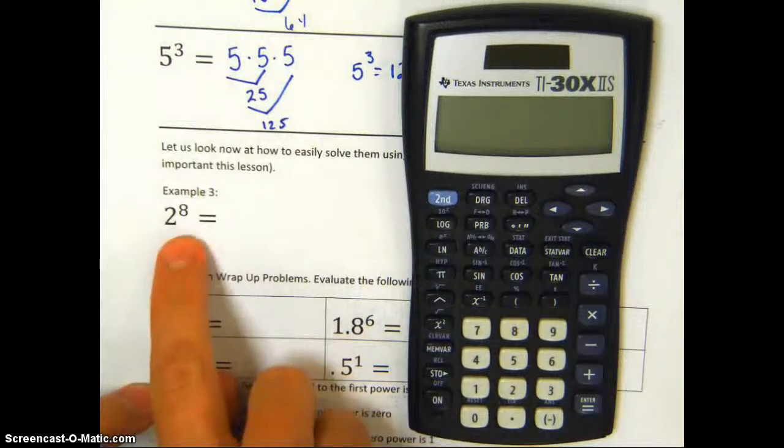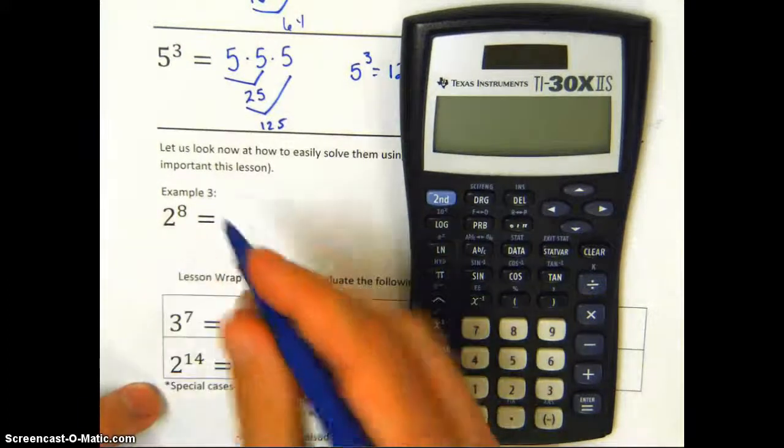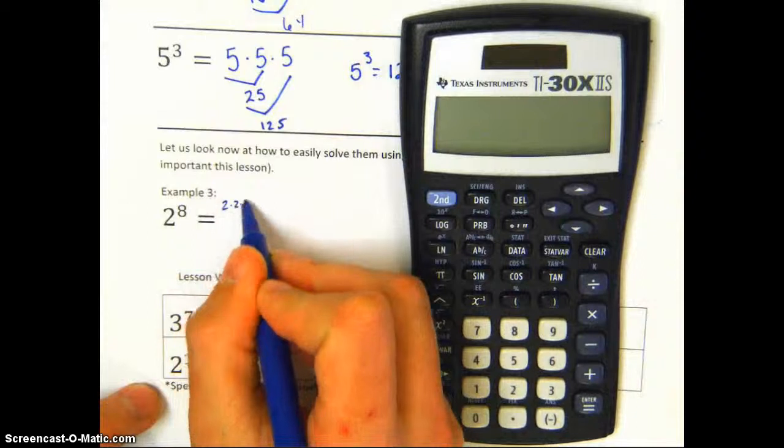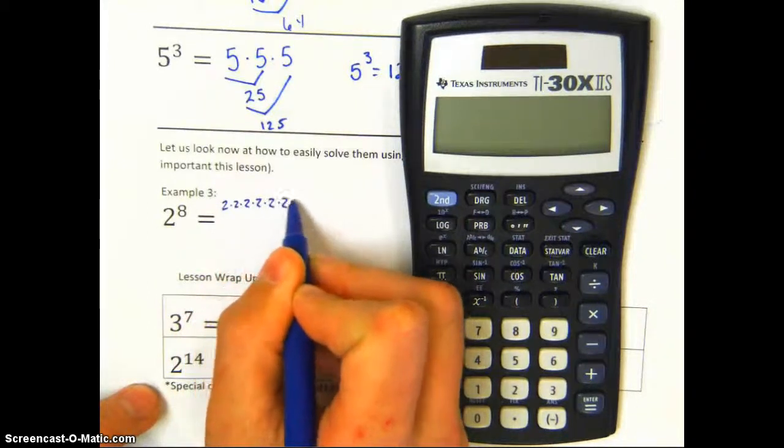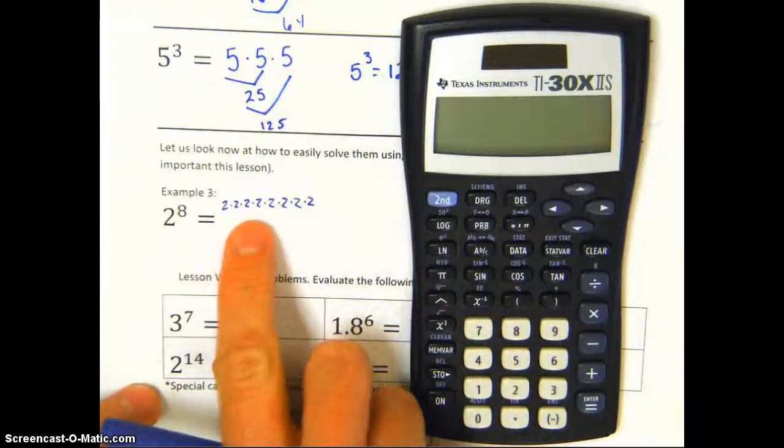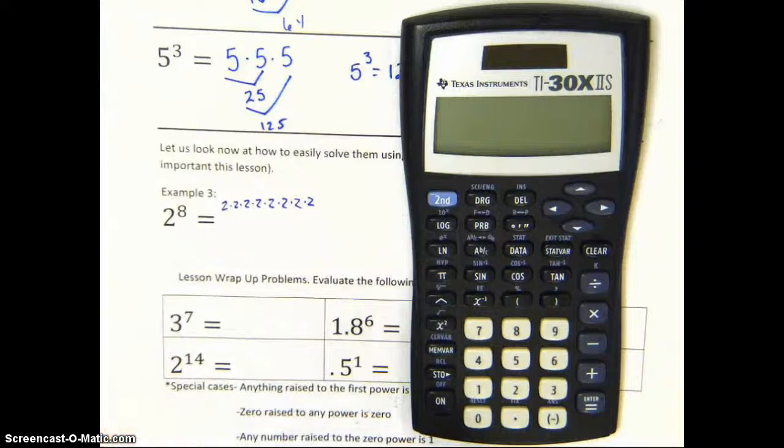So example 3 says 2 to the 8th power. You could, if you wanted to, write 2 times 2 times 2 times 2 times 2 times 2 times 2 times 2, 8 times, and then solve it out piece by piece.